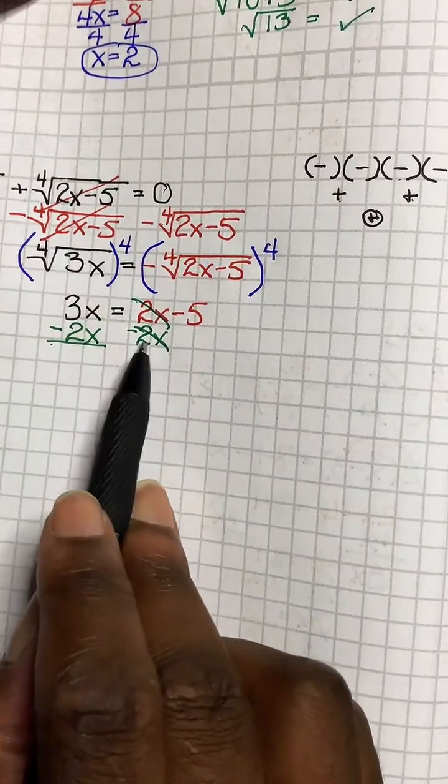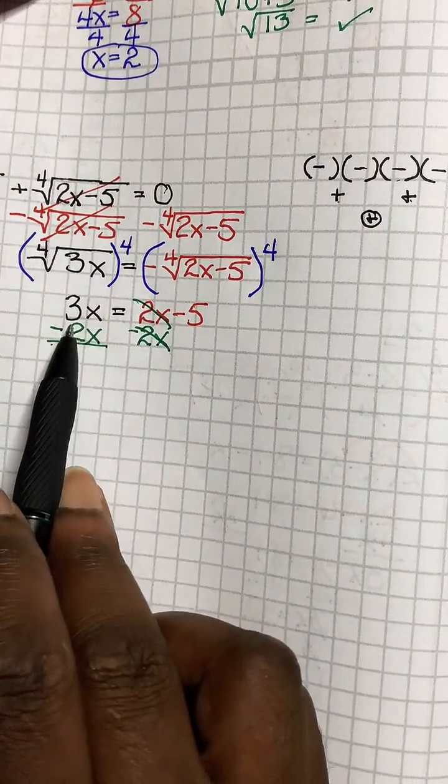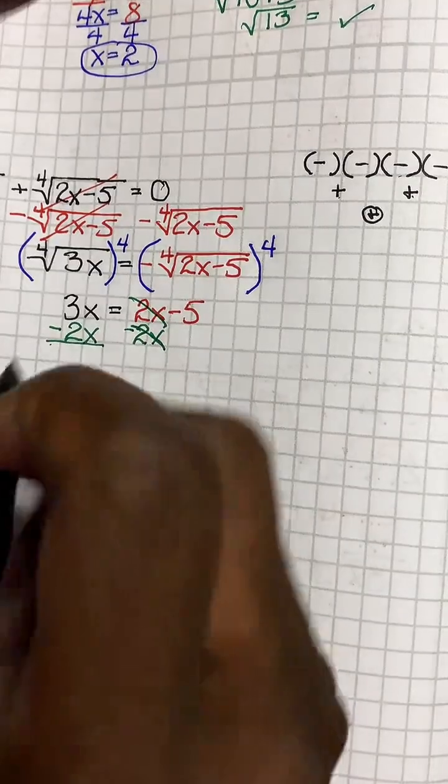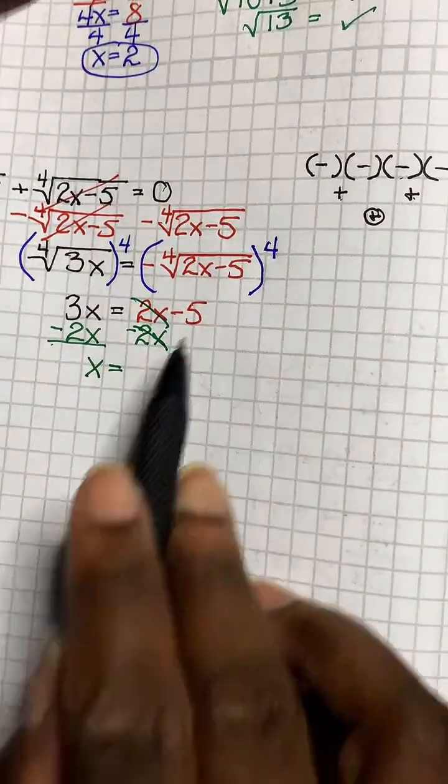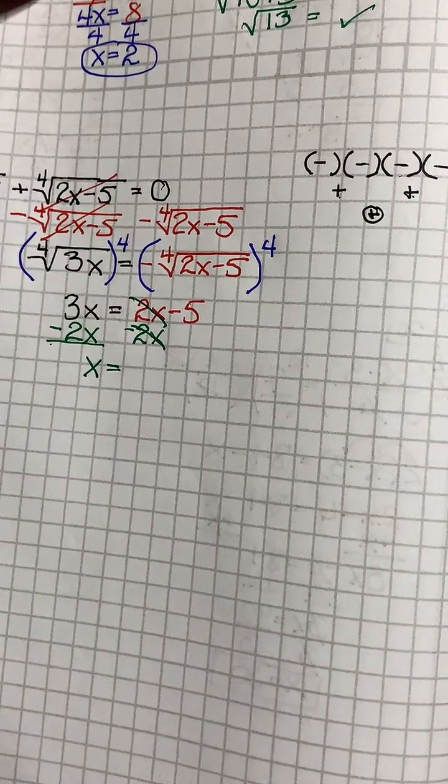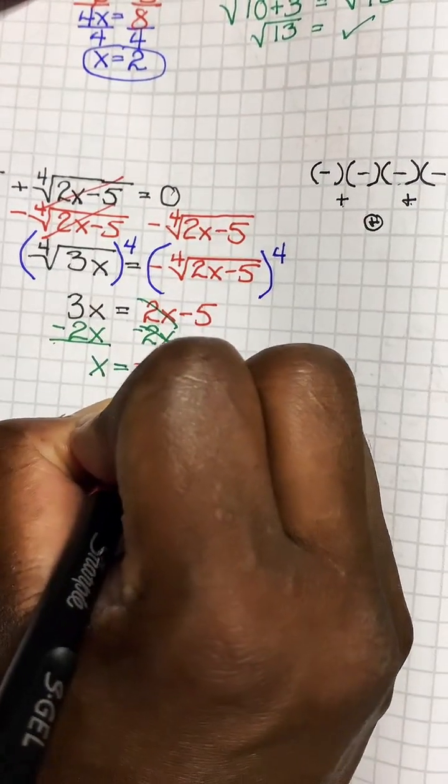Anyway, so we subtract the 2x on both sides. Now we got 3x minus 2x. That will give me an x. And now what's left over here is my negative 5.